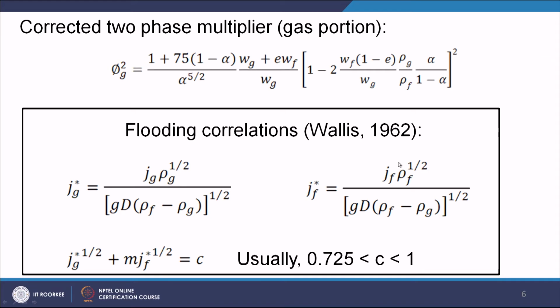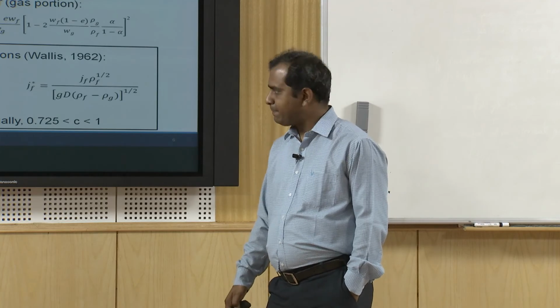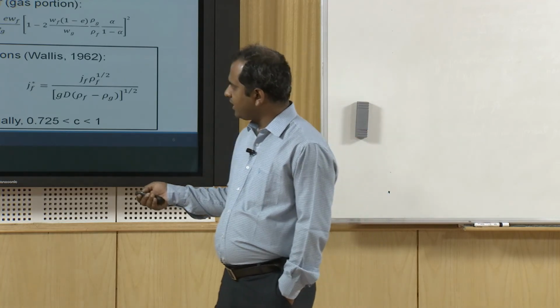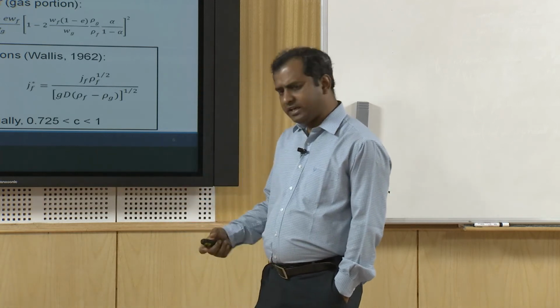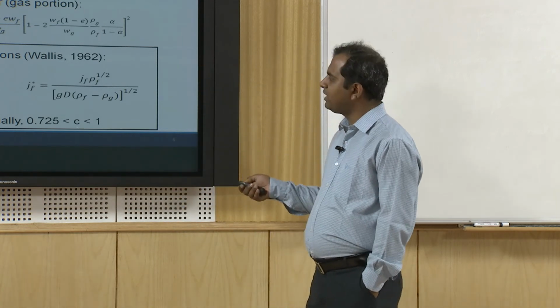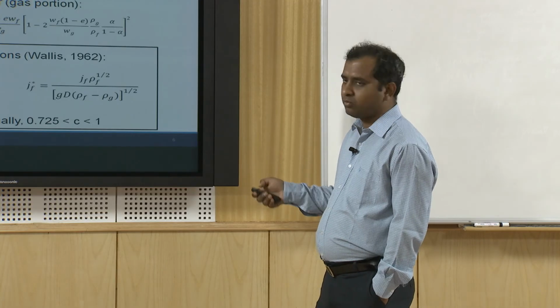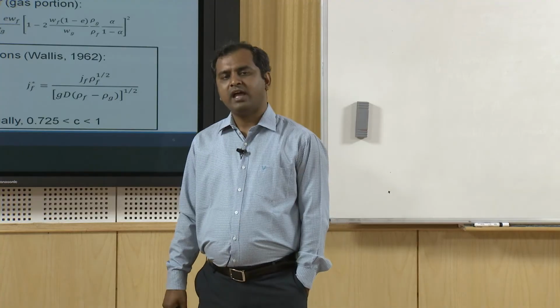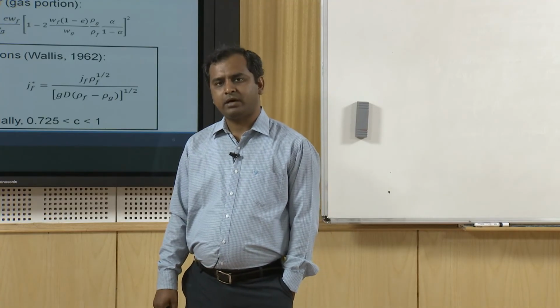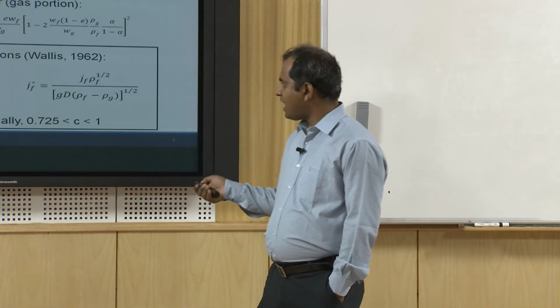So, this is a very important criterion. Using this equation, you can find out, for a given value of Jf, what will be the value of Jg so that you can avoid flooding. Okay. Now, a very important thing in this correlation is to find the values of m and C. Wallis has suggested that C will lie between 0.7 and 1. This will depend on the pipe material you are having, as well as the pipe diameter. So, you have to pick up.